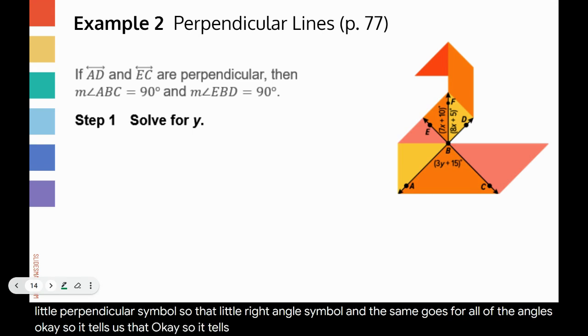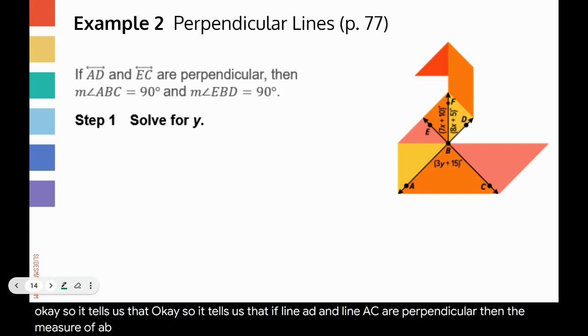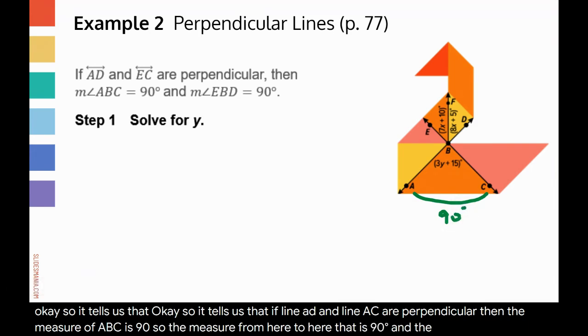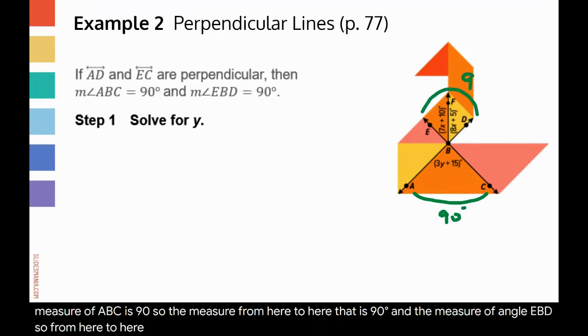Okay, so it tells us that if line AD and line AC are perpendicular, then the measure of ABC is 90. So the measure from here to here, that is 90 degrees. And the measure of angle EBD, so from here to here, that is also 90 degrees. Okay, so we want to solve for y. So we will start with y.